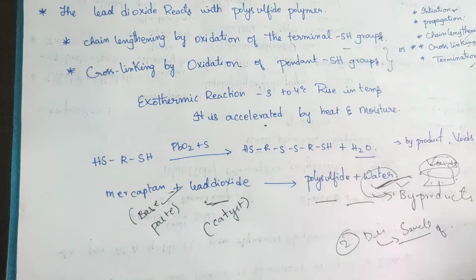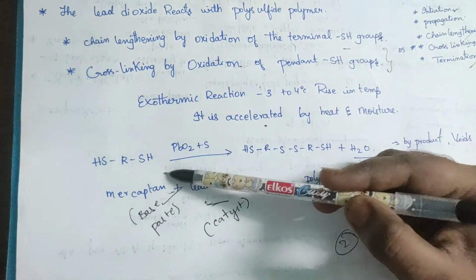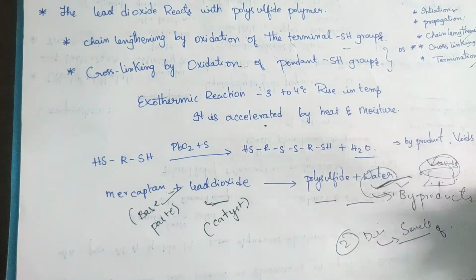This reaction is an exothermic reaction. When mercaptan and lead dioxide react, they form polysulfide and water, and they release heat because it's an exothermic reaction. So there is an increase in temperature. So this is the setting reaction of polysulfide.